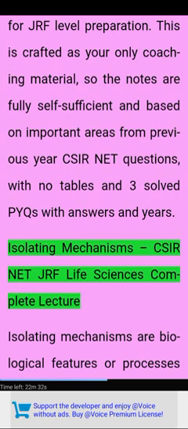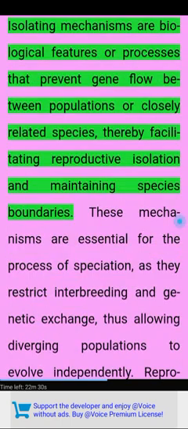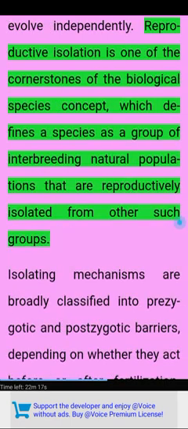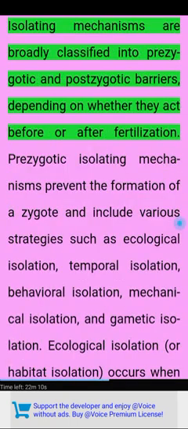Isolating mechanisms, CSIR NET JRF Life Sciences complete lecture. Isolating mechanisms are biological features or processes that prevent gene flow between populations or closely related species, thereby facilitating reproductive isolation and maintaining species boundaries. These mechanisms are essential for the process of speciation, as they restrict interbreeding and genetic exchange, thus allowing diverging populations to evolve independently. Reproductive isolation is one of the cornerstones of the biological species concept, which defines a species as a group of interbreeding natural populations that are reproductively isolated from other such groups.